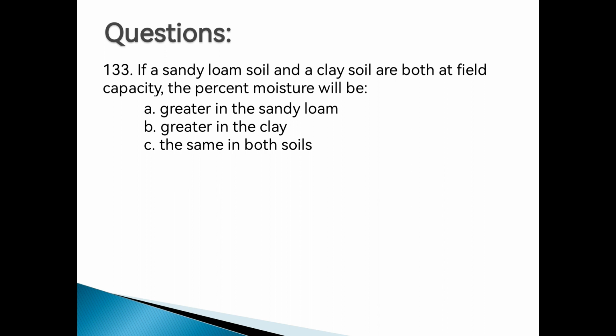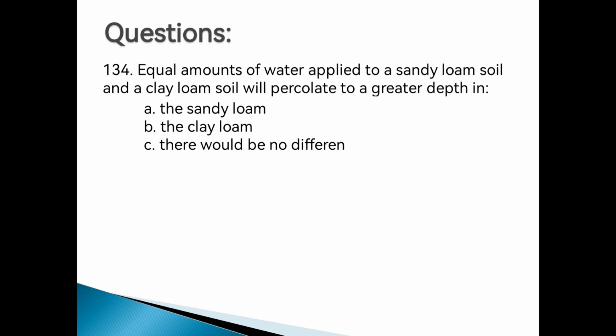133. If a sandy loam soil and a clay soil are both at field capacity, the percent moisture will be A. Greater in the sandy loam, B. Greater in the clay, C. The same in both soils. The correct answer is B. Greater in the clay.